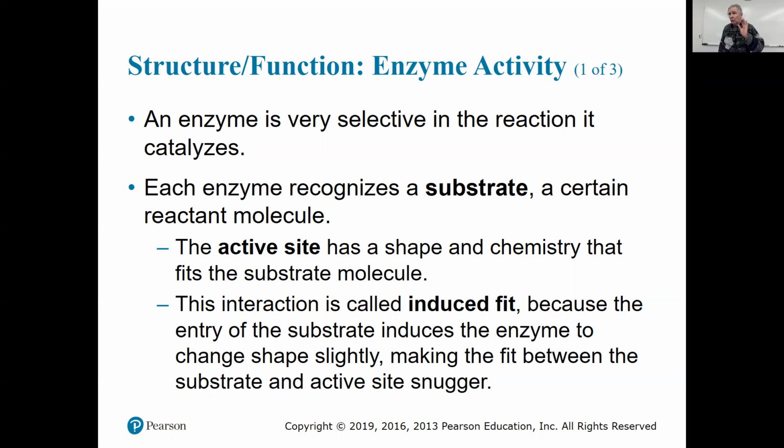Now, the enzyme binds to the substrate to form an enzyme substrate complex. The substrate binds in a place on the enzyme called the active site, and it has a complementary shape to the molecule it's binding with. It's often called a lock and key. This interaction is called induced fit because the substrate induces the enzyme to change shape slightly, but lock and key makes it clear why a key turns a lock. It's because it's got the right shape. The lock has a particular shape and the key has a complementary shape, fits in and you can turn it. Same thing with the substrate and the active site.